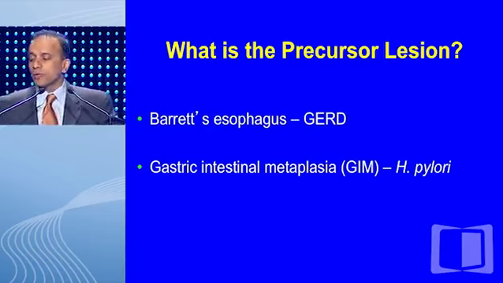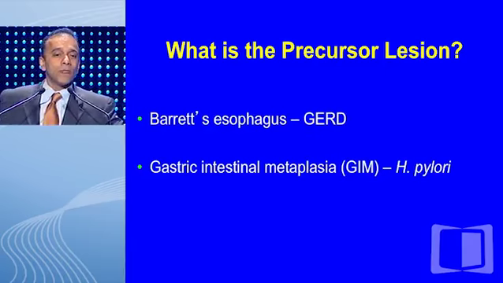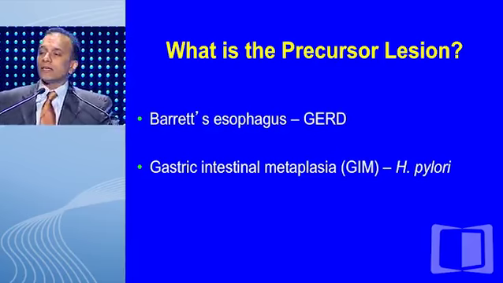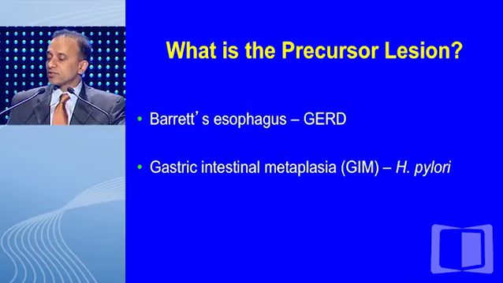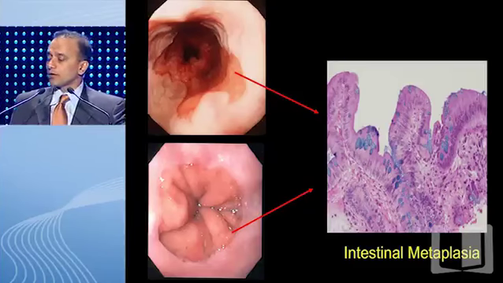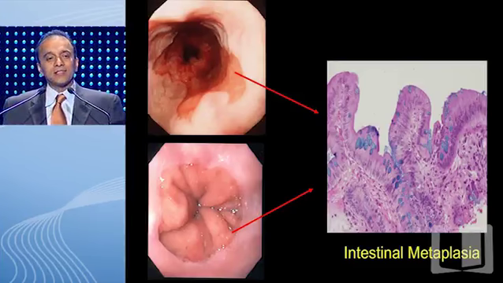Then we come to the issue about what's the precursor lesion. For the majority of the GE junction cancers, it's related to Barrett's esophagus and GERD, but in a subgroup, it could be related to gastric intestinal metaplasia, which arises from Helicobacter pylori infection. And this is endoscopically how we look at it.